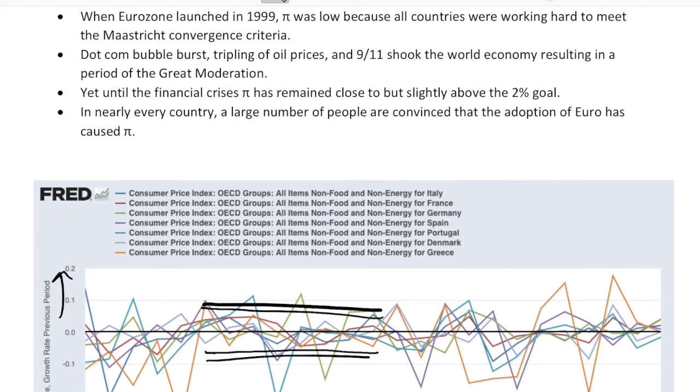Nearly in every large country, a large number of people were convinced that, quite strangely, despite the fact that inflation was flattening or converging towards the zero range, people thought that adoption of the euro had caused inflation.